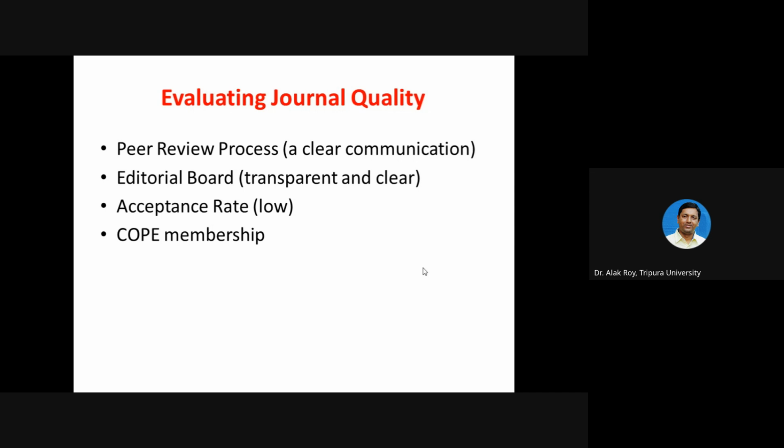So you check for the process. Second thing is editorial board. Editorial board is very transparent in those kind of journals. Remember that institutional email IDs, that is not Gmail and Yahoo Mail, because this creates authenticity.